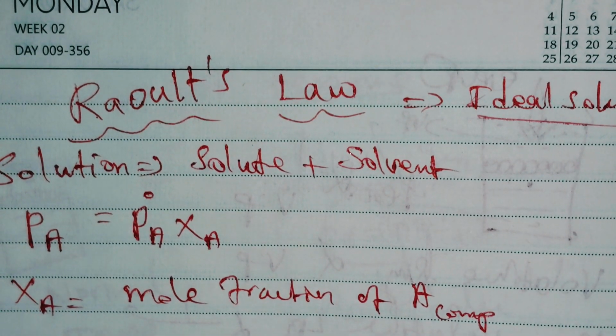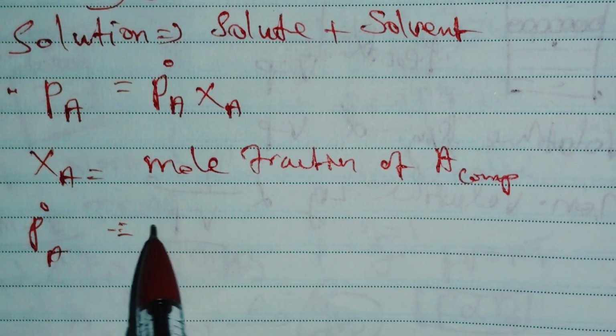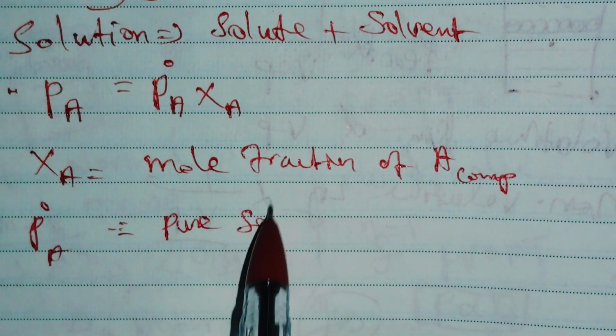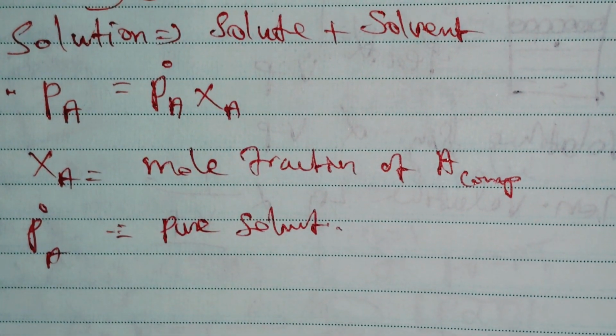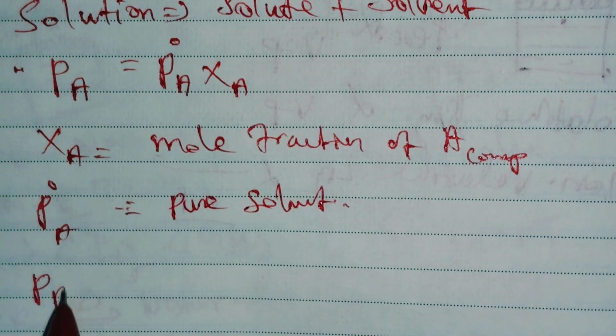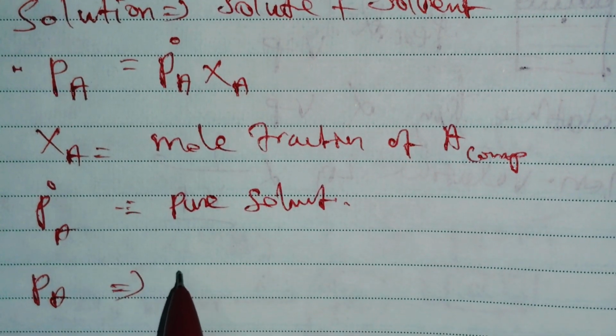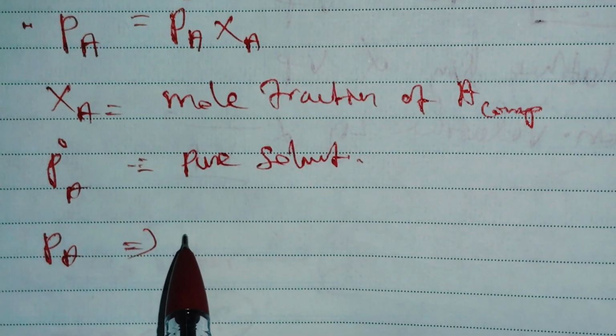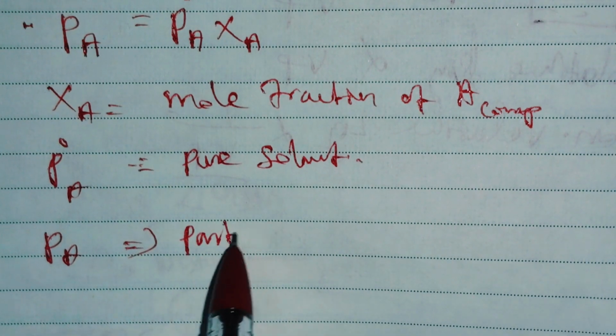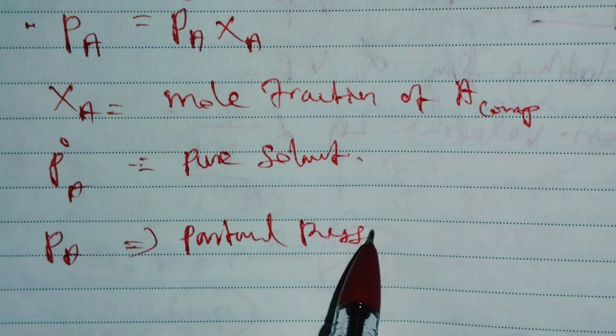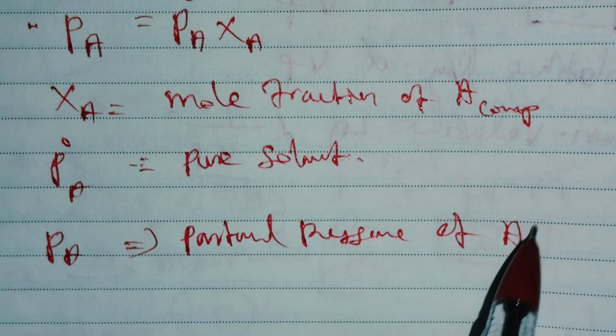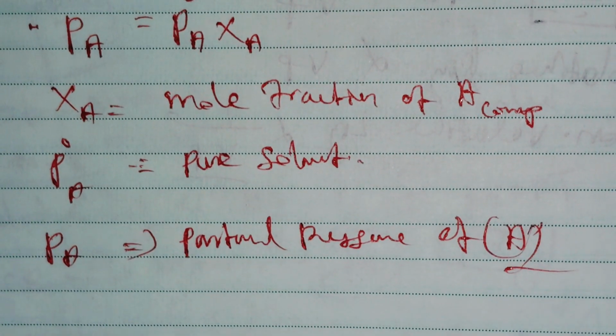P naught of A is equal to the pure solvent, and P of A is equal to the partial pressure of A component.